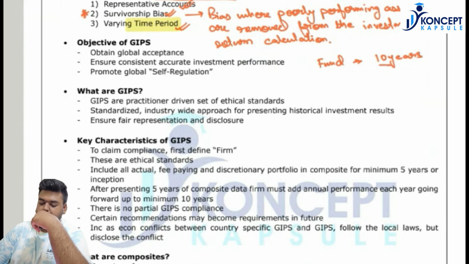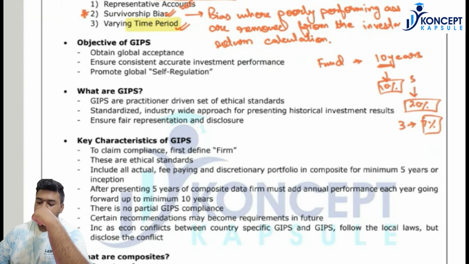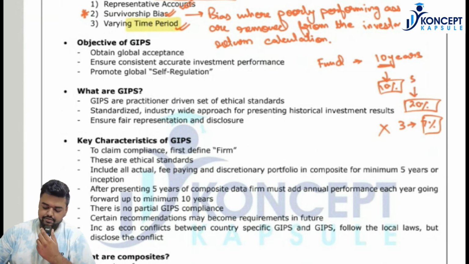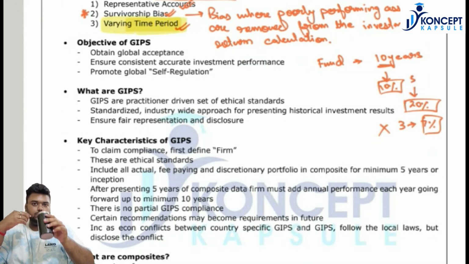Now suppose my 10-year return is 10%, my 5-year return is 20%, but there's a problem now. My 3-year return is just 7%. Okay, then what will the fund do? The fund will either present a 10-year performance or a 5-year performance, but it will not show a 3-year performance. Why? Because my 3-year performance is not nice. So they will choose such a time period in which their performance always appears to be higher.